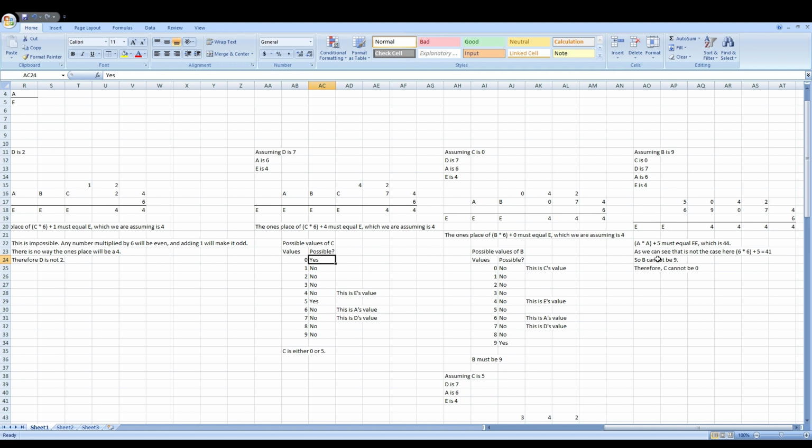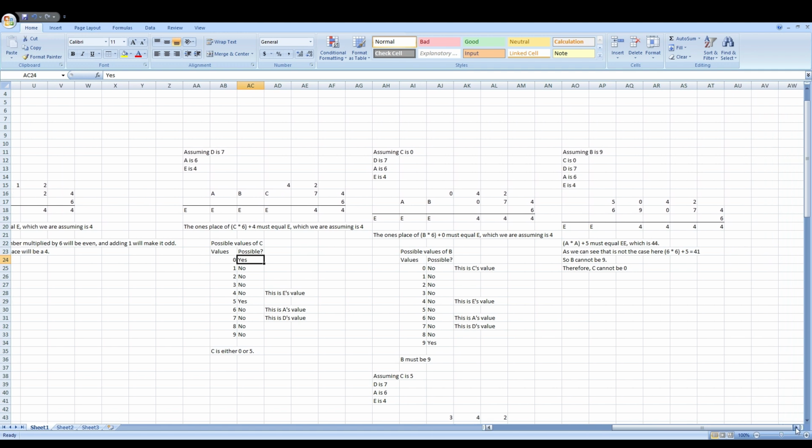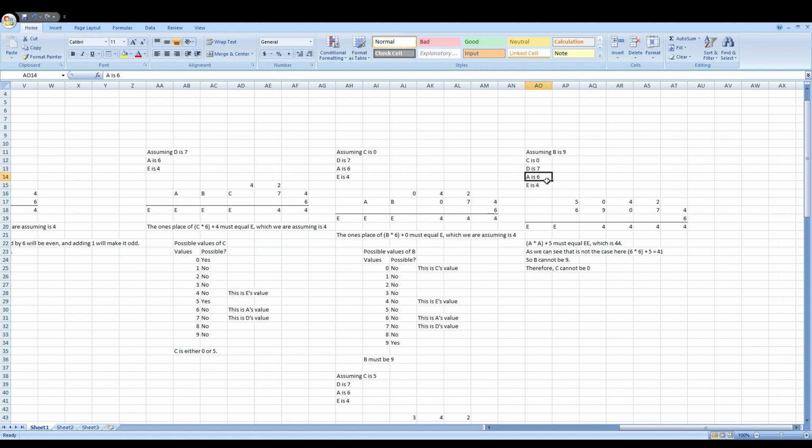Assuming B is 9, we find out that here we have all of our values. So we know A is 6, E is 4, D is 7, C is 0, B is 9, and we just plug in the equation. What do we find out? A times A plus 5 must equal EE, which is 44. Right? We said E is 4 and A is 6. That doesn't quite work, because 6 times 6 plus 5 equals 41, not 44. So B can't be 9, C can't be 0.